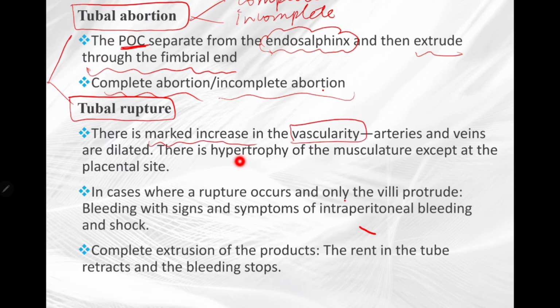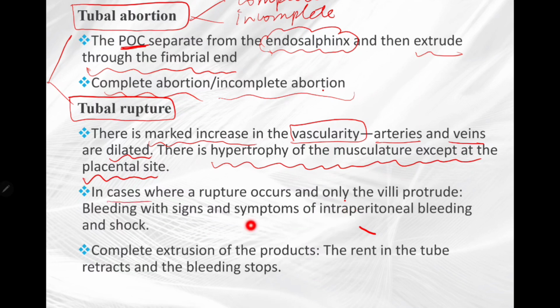In tubal rupture, there is a marked increase in the vascularity, where the arteries as well as the veins are all dilated. There is also a hypertrophy of the musculature except at the placental site.